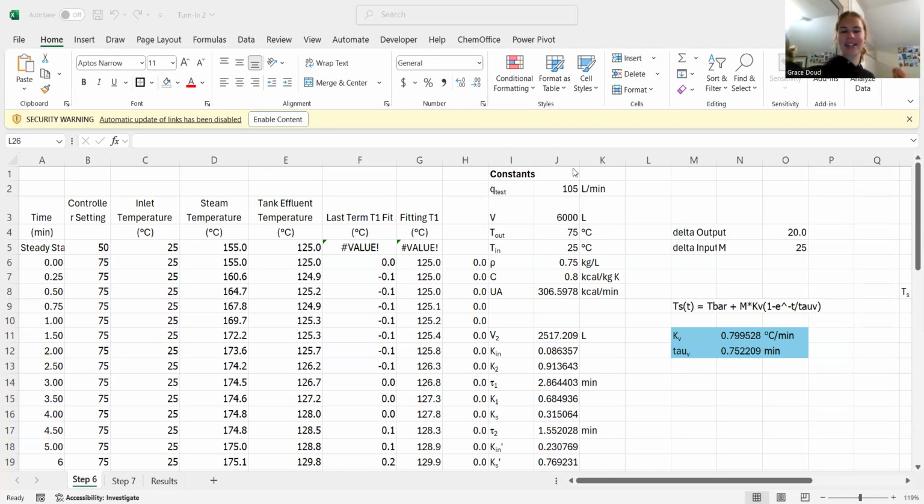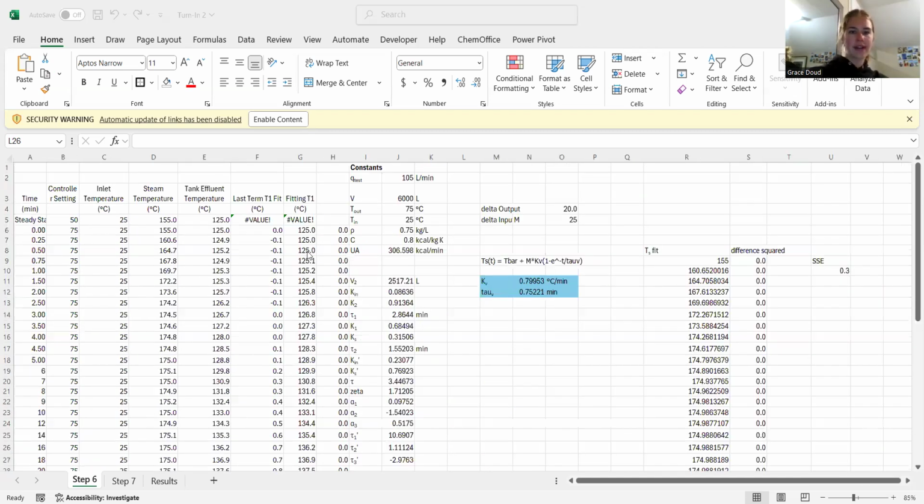Hi, this is my project for process turn-in 2. I'm going to start by going over my T1 data fit. So basically I started by putting all of my constants in here. As you can see, they're all equations up here in this bar.